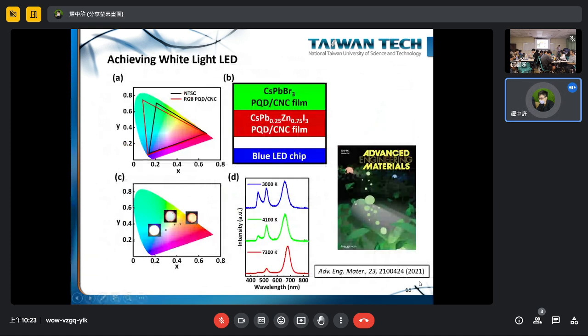So we have a blue LED chip, and we have a red film and green film. By combining these two, we can add one film, two films for each layer, right? We can tune the color of the LED. Because this is blue, red and green, right? We can achieve white LED with different color temperature.